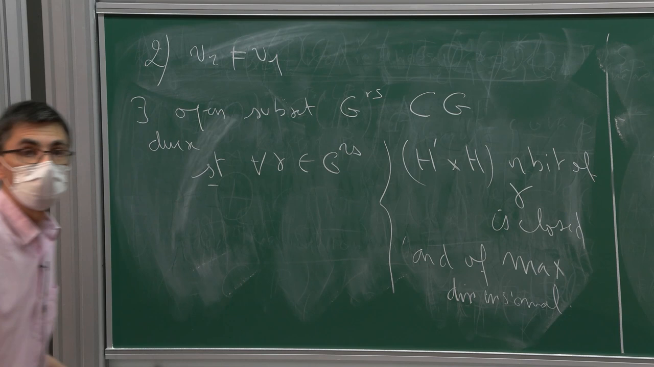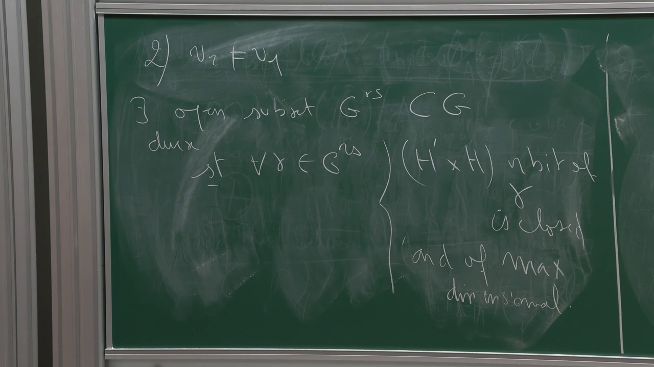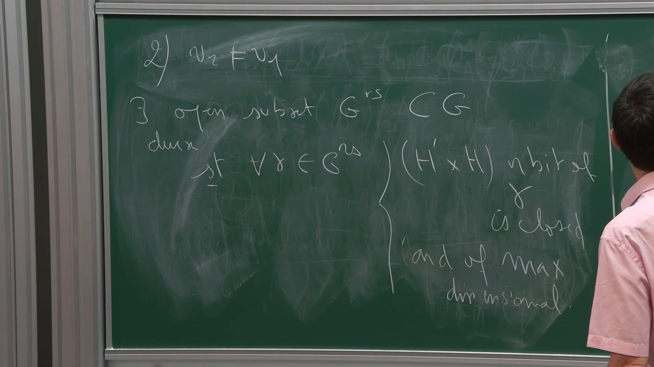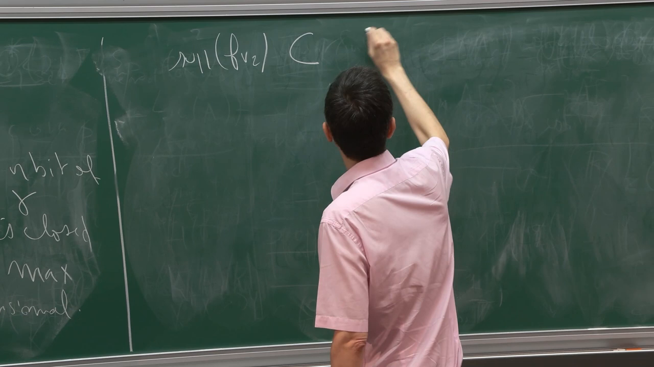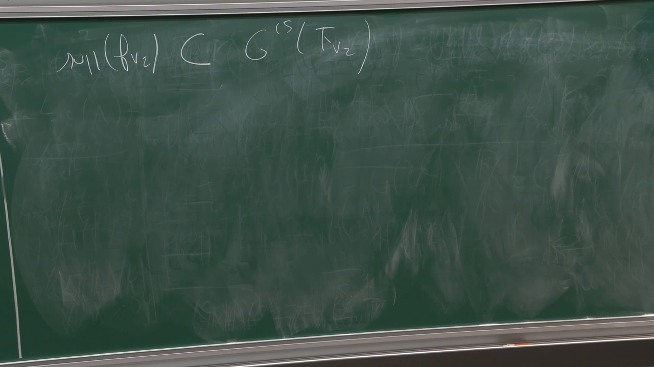So if you think about the usual action of GL_N by conjugation on itself, this is simply the usual regular semisimple locus, that is the locus of matrices with a separable characteristic polynomial. And I assume that the support of A_V2 is contained in the regular set, but it does not suffice, I think.